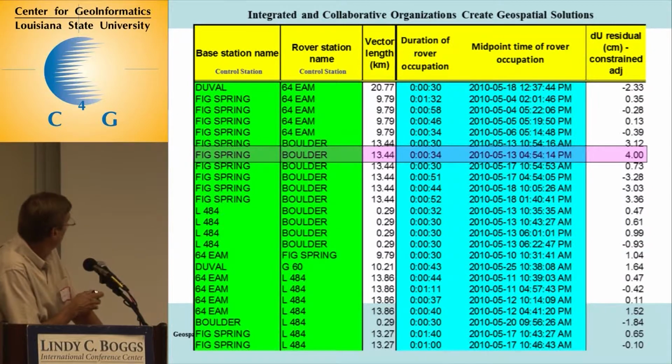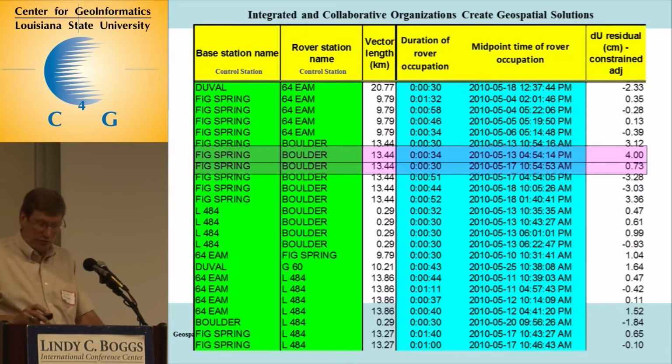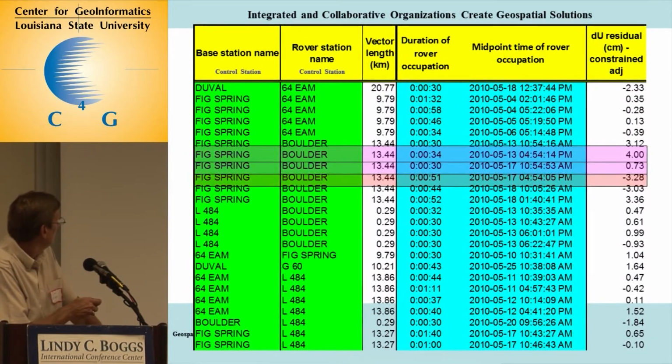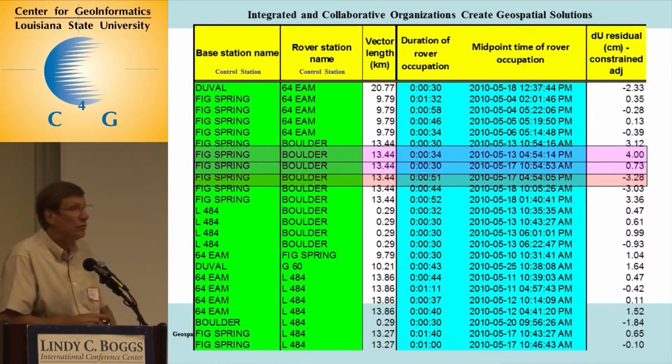But then you look at this one from FIG Boulder 4, and then right after it, and this is 4 days later, 6 hours, and there's almost 4 centimeters between those 2. And this is 13 kilometers long, though, so some of those are longer. Another one that's 3, and it's basically at the same time as this one, almost right afterwards, and it's -3. So why do I have that? Those are some of the things that I don't understand.